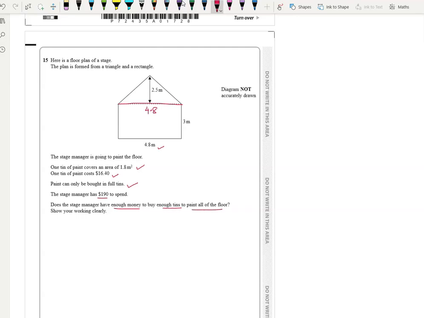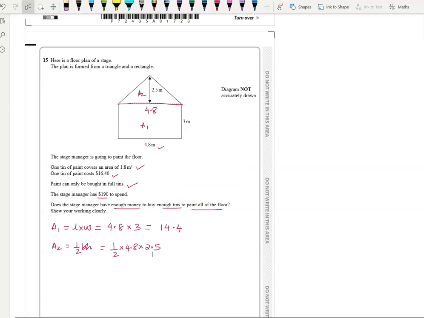First thing is we'll work out the total area to be painted. Let's mark the area of the rectangle as A1 and the area of the triangle as A2. For A1, the area of a rectangle is length times width. Length of the rectangle is 4.8, width is 3. Multiply and you get 14.4. A2 is the triangle. Area of a triangle is half base times height. Half times base of the triangle 4.8, height of the triangle 2.5. Put this in your calculator.